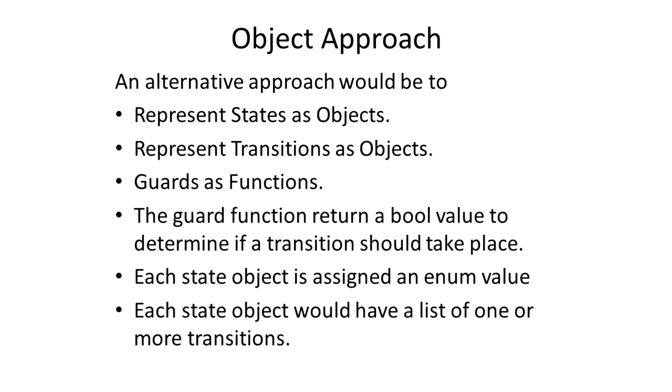And these functions would just return a Boolean value, true or false, to determine if we can then transition to a new state. And each state object would be assigned an enumerated value. And each state object would also contain a list of the transitions that it can make to other states. And we're going to model this using a linked list.